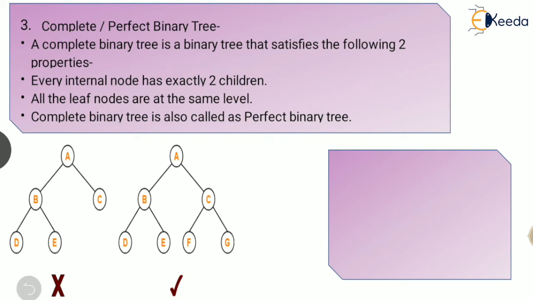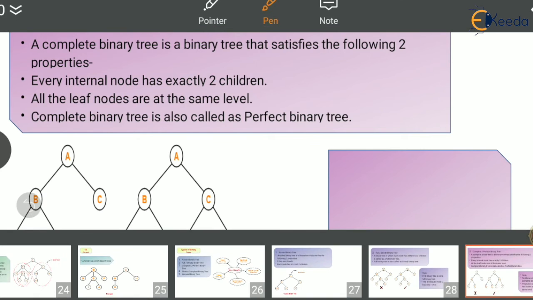Now the second property: all leaf nodes are at the same level. All leaf nodes are at the same level. So this is also a very important part. I'm just circling this part because this is also very important.